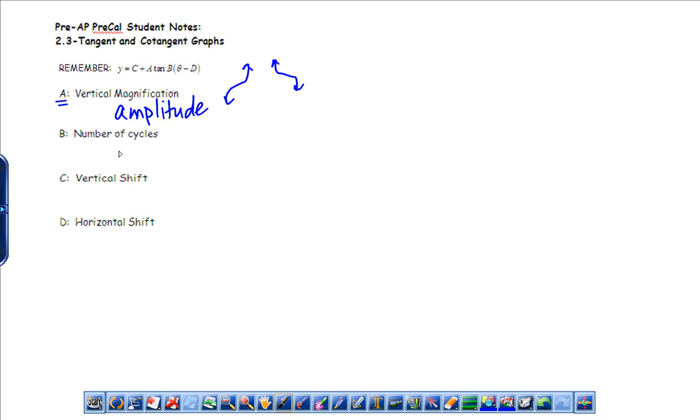Okay, on B, it helps us see the number of cycles. We're going to use radians or degrees, and we're going to have to use 180 degrees this time, or you're going to use pi, and that's super important. So when you're finding your period, you're going to use pi divided by your B value.